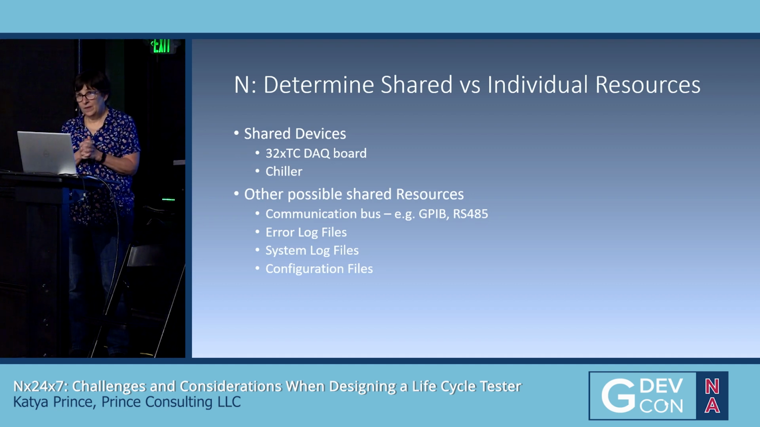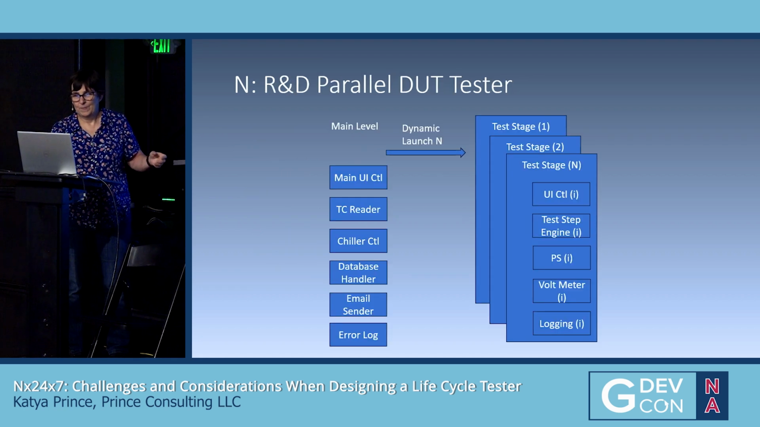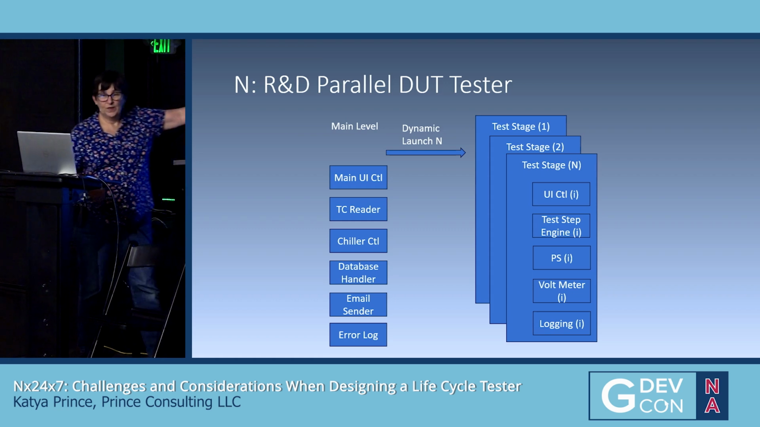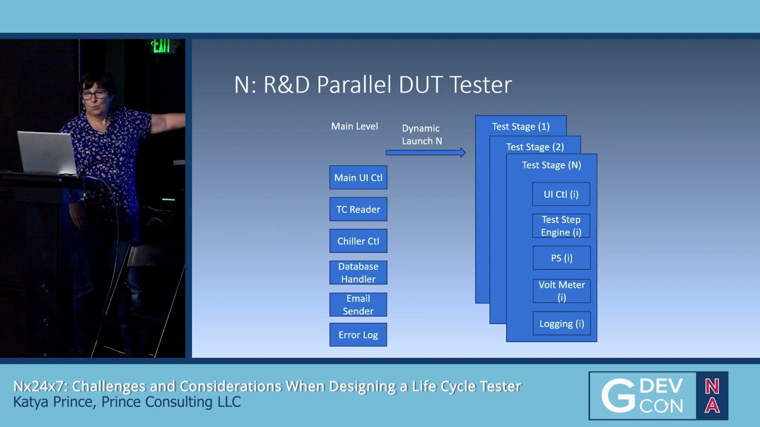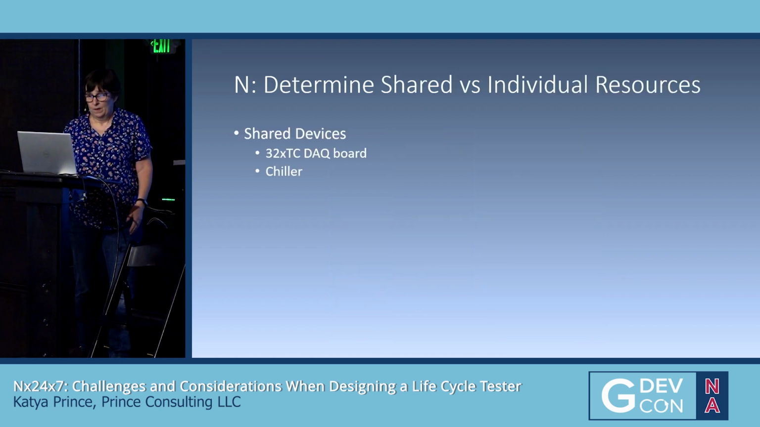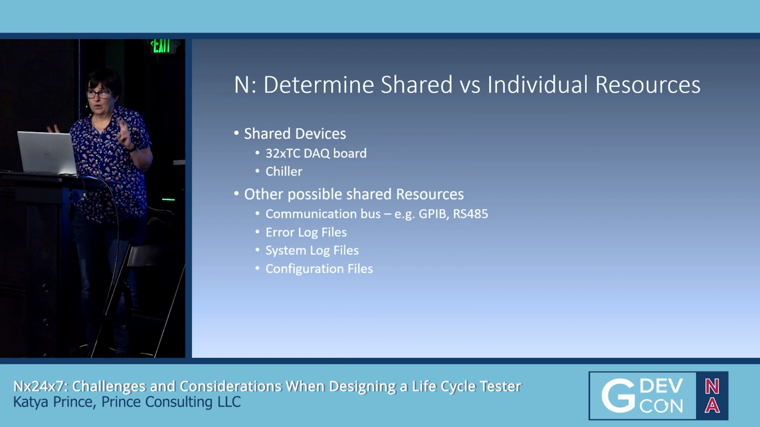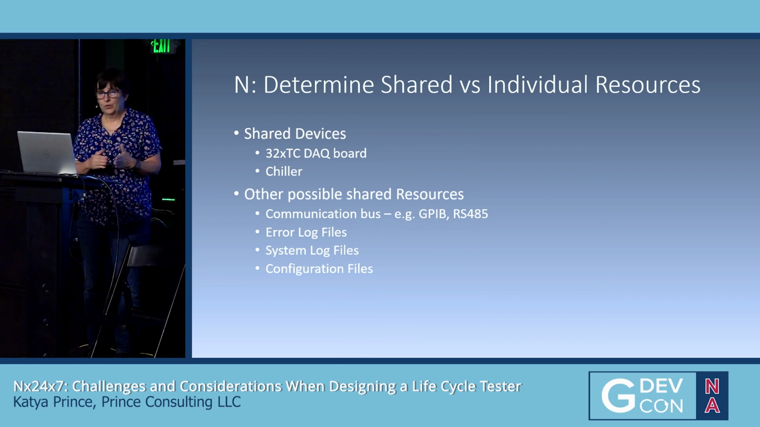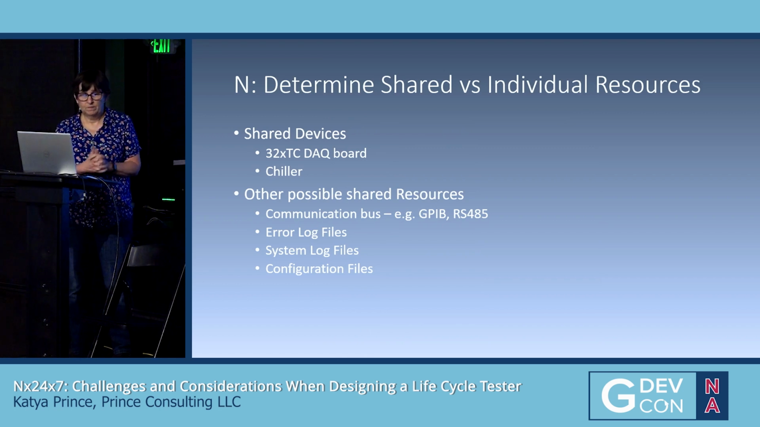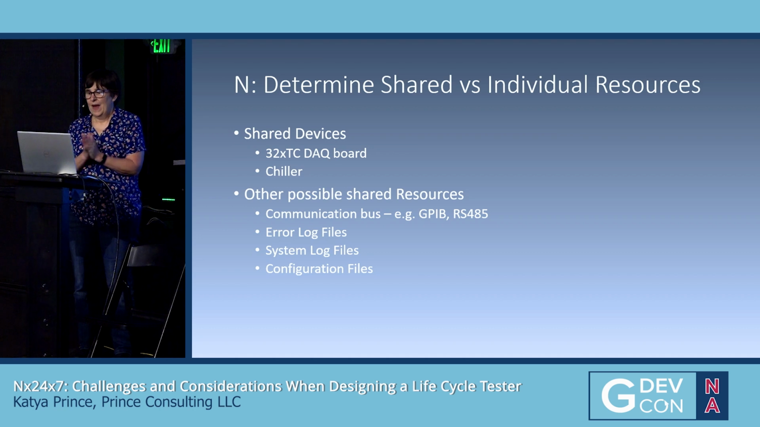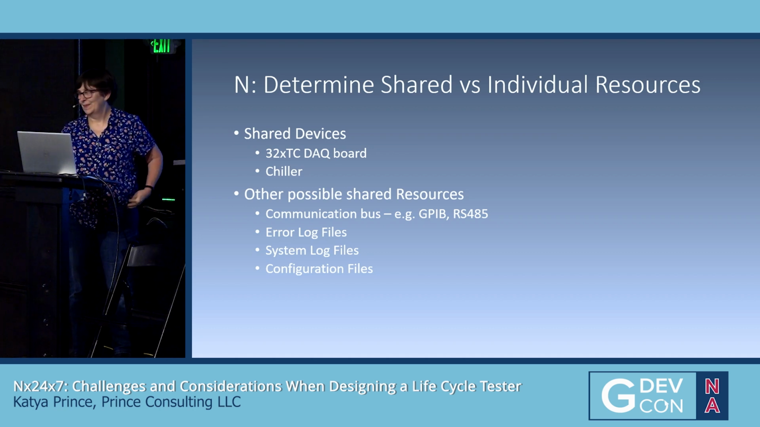GPIB inherently is not shareable, right? So if you're using GPIB to talk to your equipment, instead of being here with each test stage, you may actually have to have a GPIB engine that runs in the main application. Same thing with RS-485. Other things you can consider to be shared would be things like error logs or system log files, and maybe even configuration files. So the question may come up of how am I going to, sorry, getting distracted here a little bit.